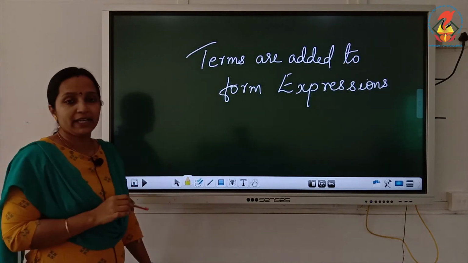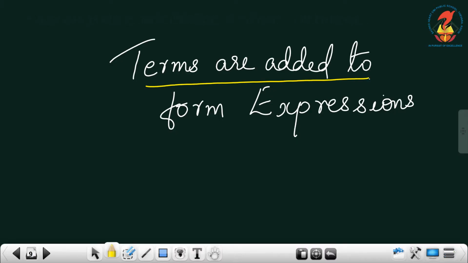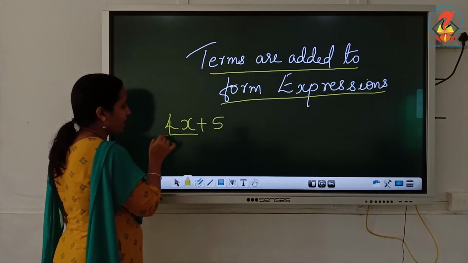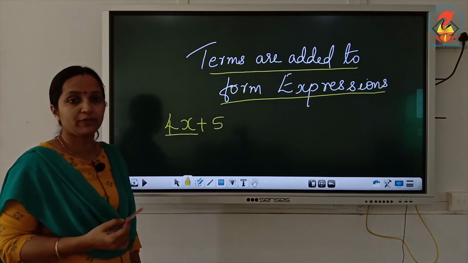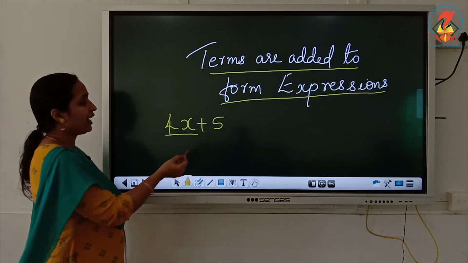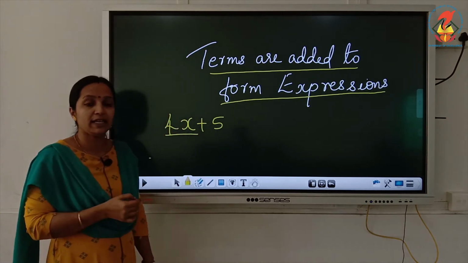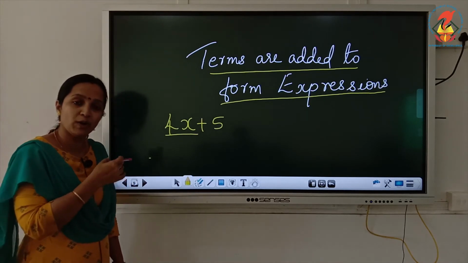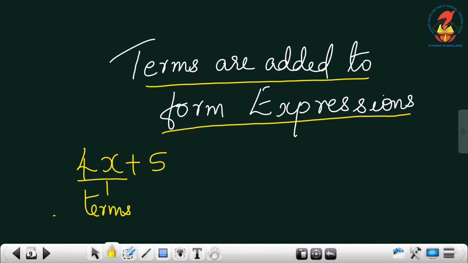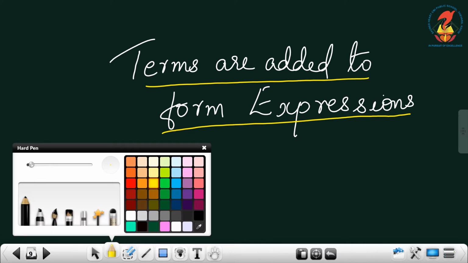Okay. Now, what we can say is, terms are added to form expressions. What is the meaning of the statement? Look at the expression 4x plus 5. In forming this expression, we first formed 4x separately. 4x means 4 into x, a product of 4 and x, and we added 5 to it. So, you can see that these expressions have parts which are formed separately, and these parts are called terms of the expression. That means this is one term, this is the next term.